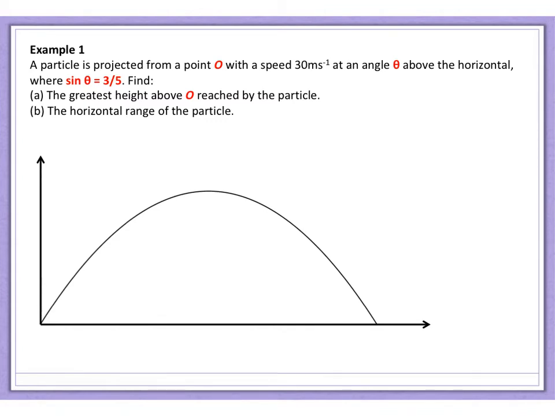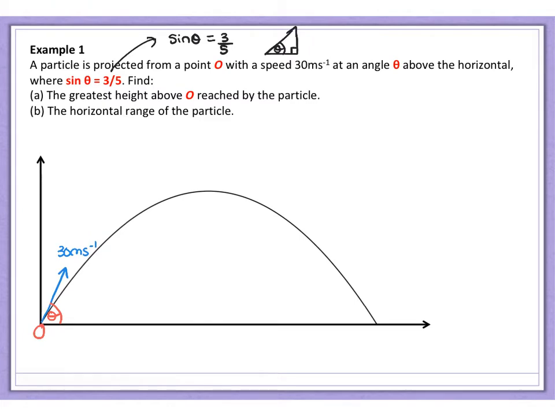We have a particle projected from a point O with a speed of 30 meters per second at an angle theta above the horizontal. Now, we're told that sine theta equals 3/5, which is quite an interesting piece of information. We can obviously use inverse sine on our calculator to work out what theta is, or we can quite nicely draw in a right-angled triangle.